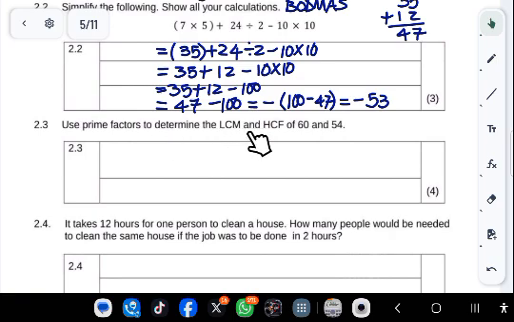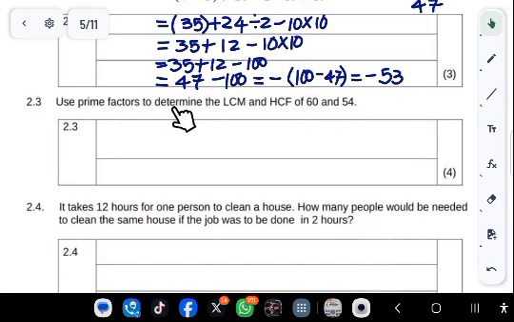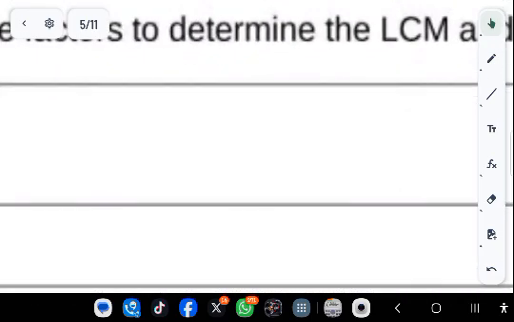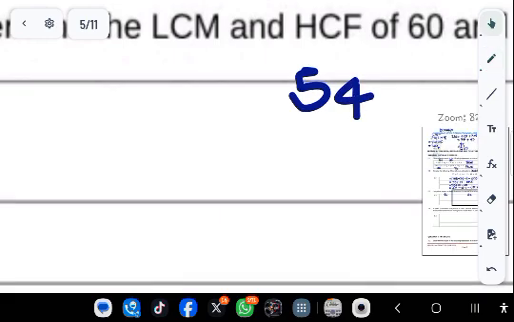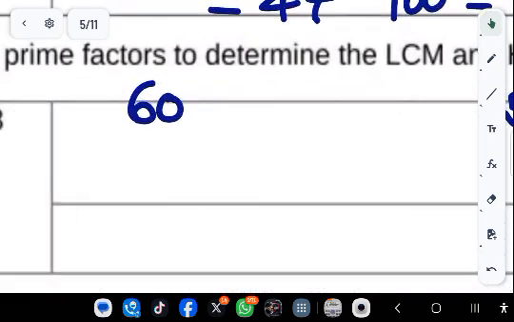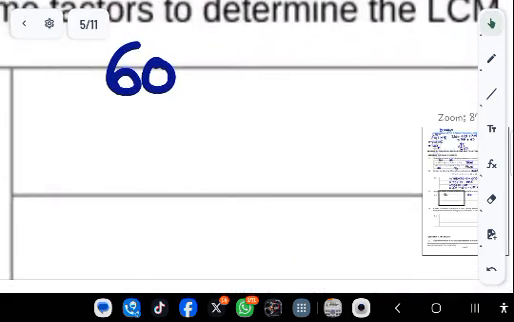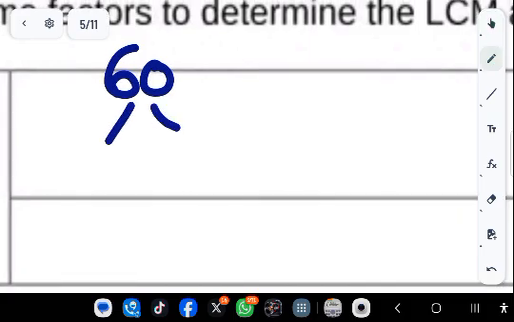Use prime factors to determine, or you can just simply use a calculator. Use prime factors to determine the LCM and HCF of 60 and 54. So what you do here is you go 60 and then you go 54. Line up the factors of them. You can do a factor tree, you can do a factor table. It's up to you which one you want to use.